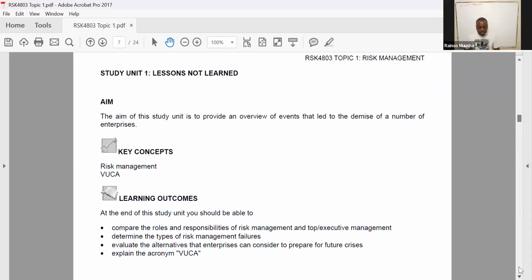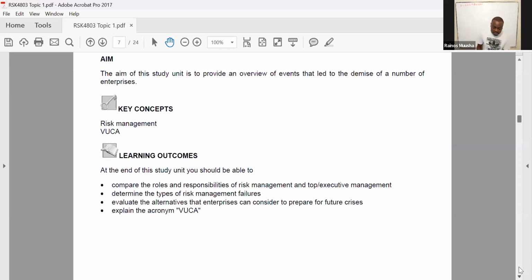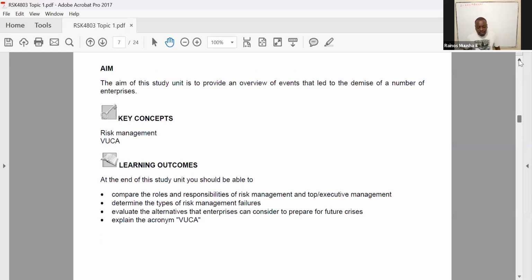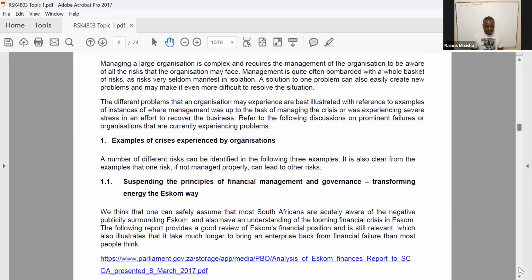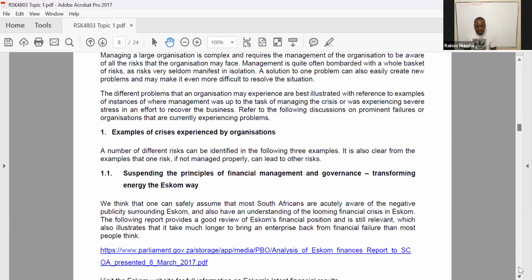When it comes to study unit 1, please take note. Remember, study unit 1, the lecturer says the aim of this study unit is to provide an overview of events that led to the demise of a number of enterprises. So we are studying the events that led to the demise of a number of enterprises. So when you look at this information as well, please take note.